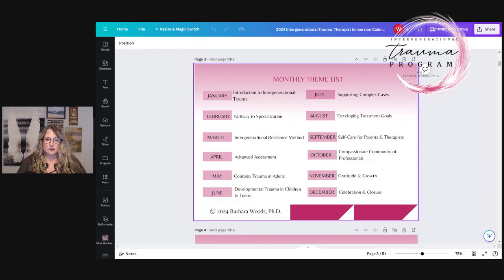We look at the Intergenerational Resilience Method, assessment, diving deeper into complex trauma with adults and developmental trauma in kids and teens. Then we look at complex cases, developing treatment goals, self-care for parents and therapists, because this is really important. Having a compassionate community of professionals, because this can be a really difficult population to work with, and the work can be quite hard and isolating if you don't have that support. And then just gratitude and growth and celebration and closure.